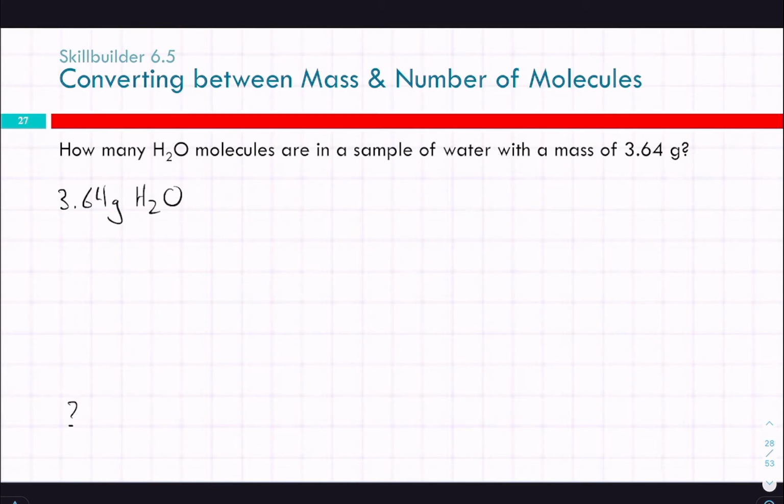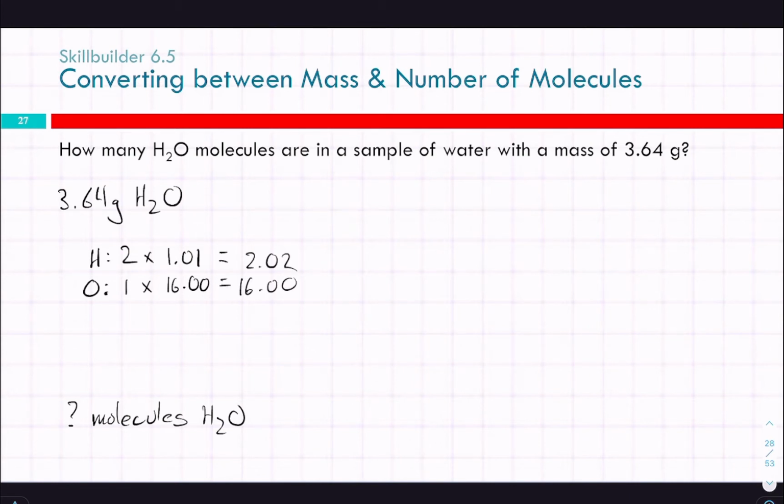And we want to know this time not how many moles, but how many molecules of H2O. But we can start in the same way. So we can start by calculating the molar mass of water. It would be 2 hydrogens, 1 oxygen, times 1.01, the atomic mass of hydrogen, and 16.00 for oxygen. So 2.02 plus 16.00, we'll get 18.02 grams per mole water.